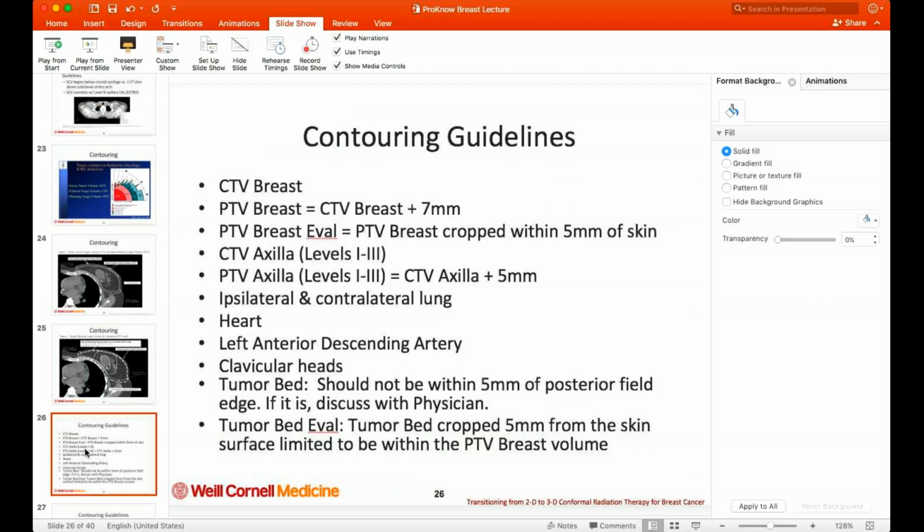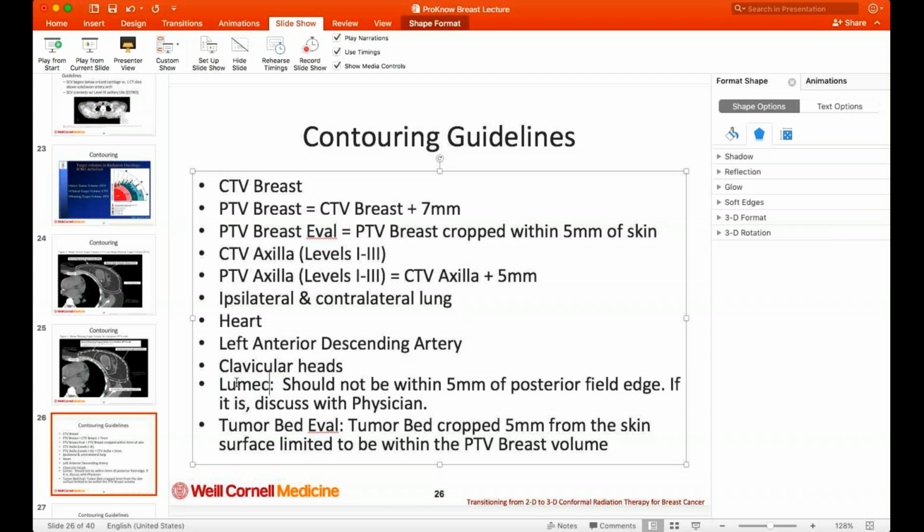So in terms of contouring guidelines, I just wrote out the structures that ideally should be included. And let me just quickly say, this should read lumpectomy.